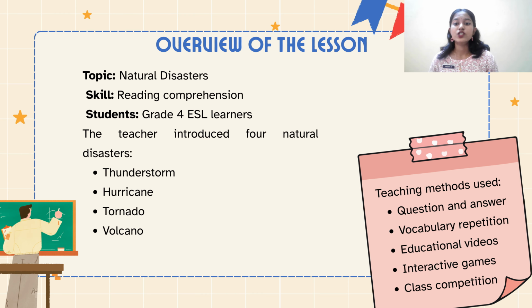The lesson shown in the video is an ESL reading lesson for grade 4 students. The topic of the lesson is natural disasters. The teacher introduced four types of natural disasters, which are thunderstorms, hurricanes, tornadoes, and volcanoes. The main objective of the lesson is to help students understand new vocabulary and improve their reading comprehension.